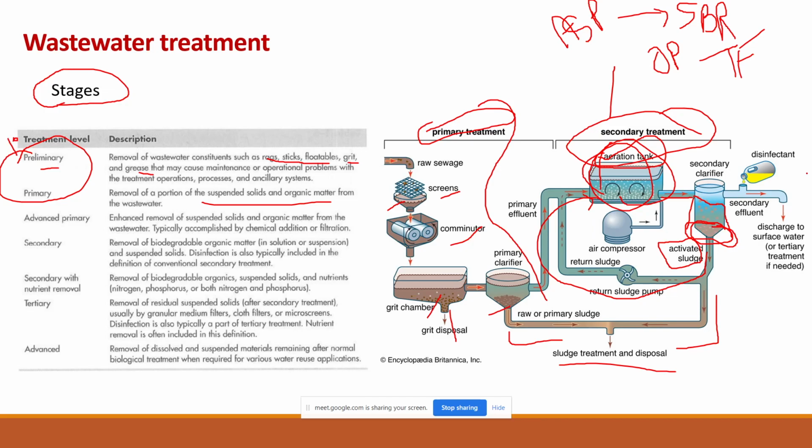After secondary, we go to the tertiary stage. What happens in the tertiary treatment is removal of residual suspended solids. If there are some suspended solids left after secondary, they will be removed. Basically we have filters or micro screens in the tertiary treatment. You have disc filters in the tertiary stage, and disinfection is also considered a part of the tertiary stage.